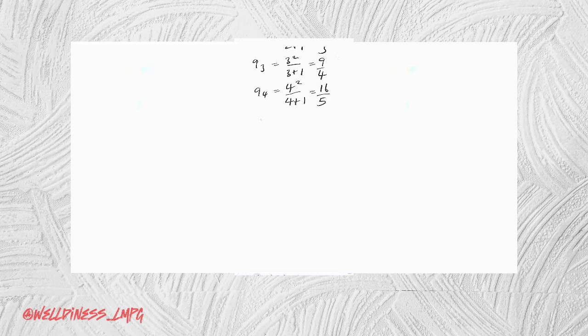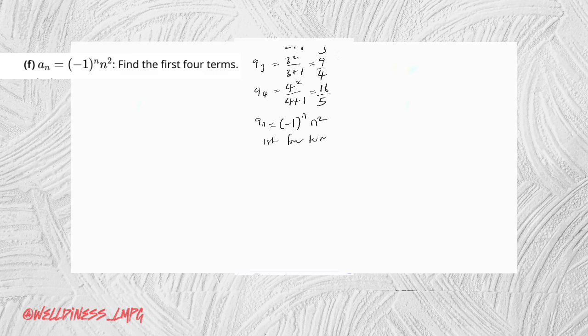Now for our next example, we have an is equals to minus 1 raised by n multiplied by n squared. Find the first 4 terms. To find the first 4 terms, like I have been saying, all you have to do is list out n, 1, 2, 3, up to 4, and start substituting the values into n until you arrive at all your answers.